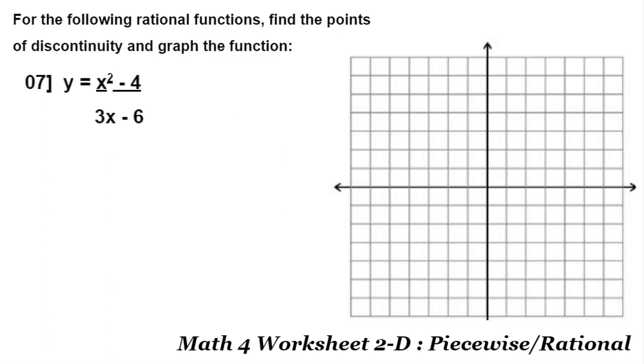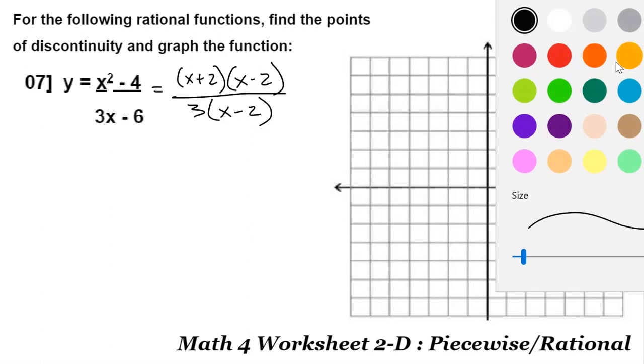Okay, the second half of the video, worksheet 2D, we're picking up at number 7, and we're trying to find the points of discontinuity. Now that is a way of saying holes and asymptotes. That's the umbrella statement for all of that. Now, first of all, we're wanting to factor this thing. This is going to be x plus 2, x minus 2 on top, and 3 times x minus 2 on the bottom.